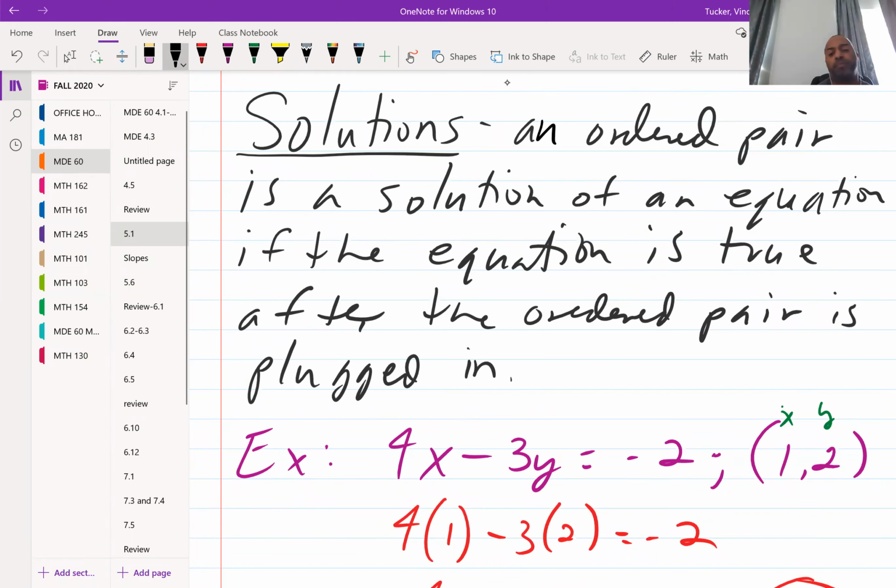into the equation. So for an example, we have this 4x minus 3y equal to -2. And what they would want you to do, they'll give you an ordered pair and want you to determine whether that ordered pair is the solution of the equation given.